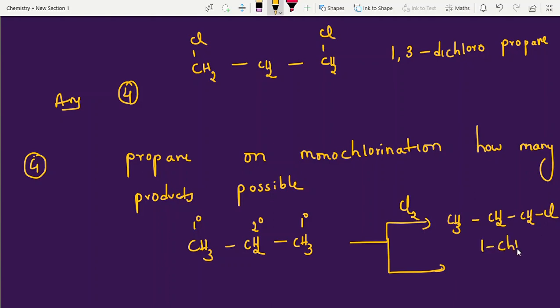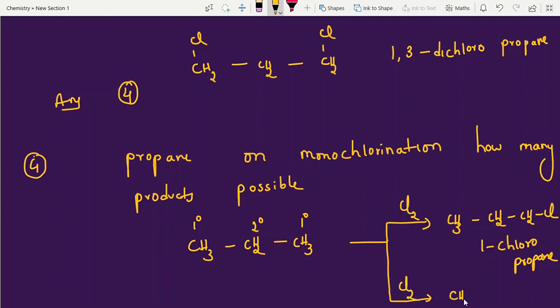What is this? We call it 1-chloropropane. Okay, next one, second one. See students, just now I said one point. If you replace here also, we call it 1-chloropropane only. If you write the IUPAC name, you will come to know.